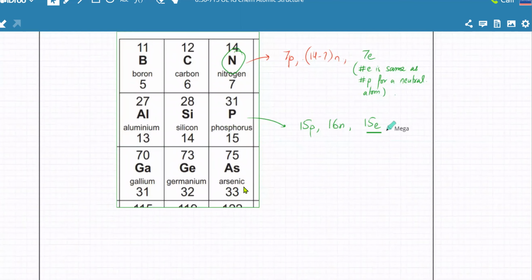Can everyone tell me about arsenic? How many protons? 33. Okay, that's 33. And how many neutrons? 42. Okay, that's going to be 75 minus 42. Are you sure? It looks like 42. Yes. So you've got 42 neutrons and you've got 33 electrons.